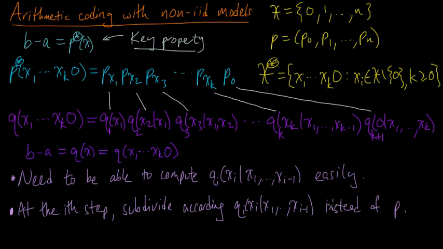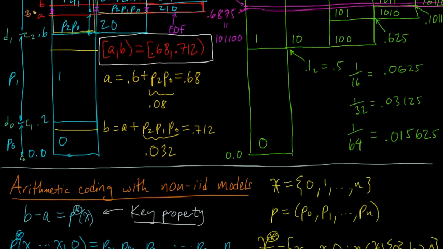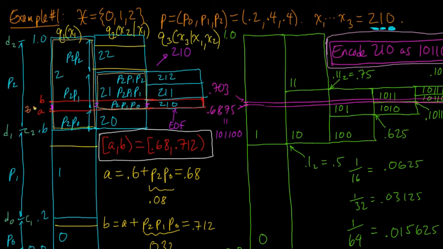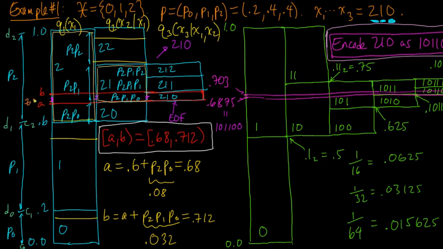So how do you decode? Can we still do the decoding? Let's think back to how you would do decoding in this situation. For encoding, we subdivided according to q of x1, then q of x2 given x1, and so forth. After you get your interval from a to b, the rest is exactly the same. You choose the smallest binary interval that's completely contained in the interval from a to b. None of that is different.